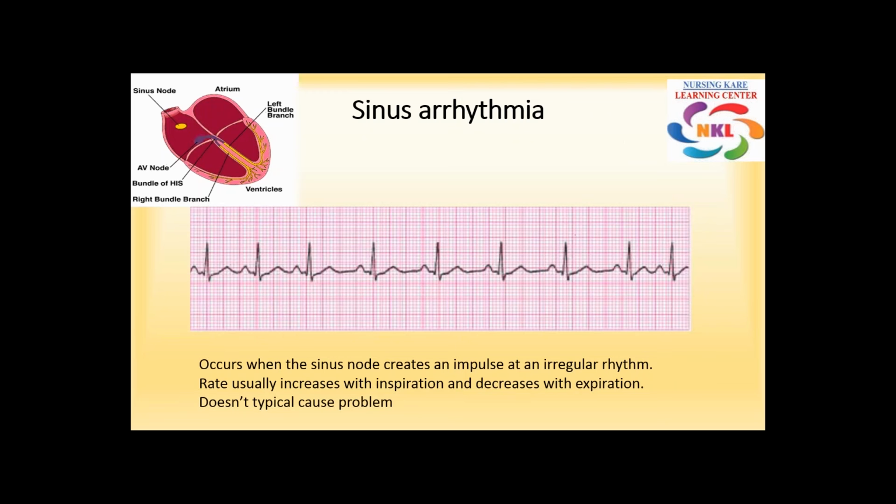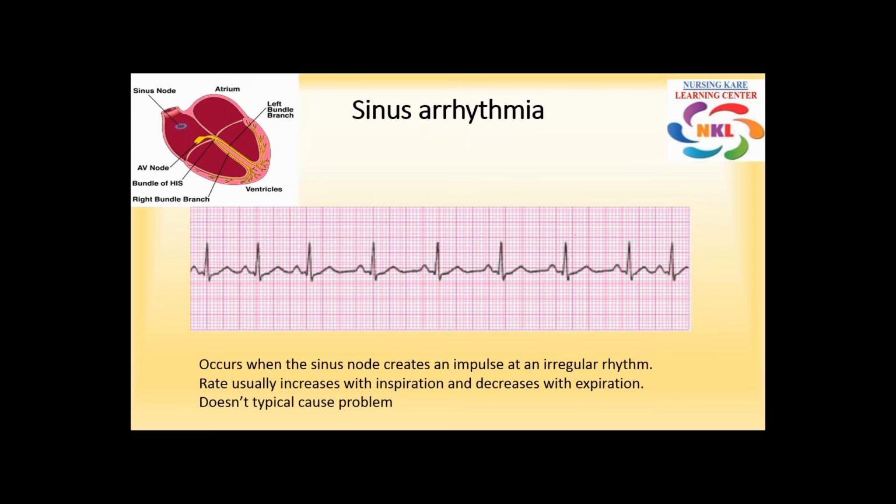So, sinus arrhythmia. Even though it's abnormal, it is initiated from the SA node. It occurs when the sinus node creates an impulse at an irregular rhythm. Rates usually increase with inspiration and decrease with expiration, and it does not typically cause a problem.